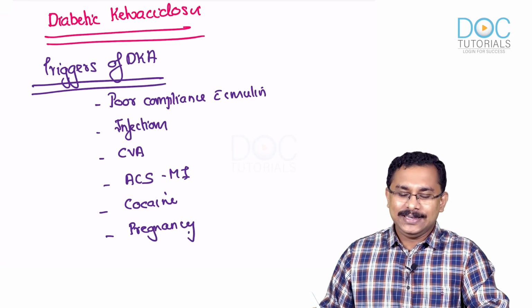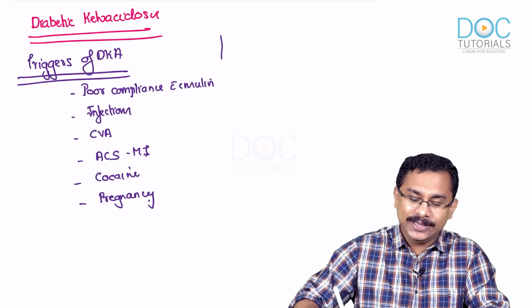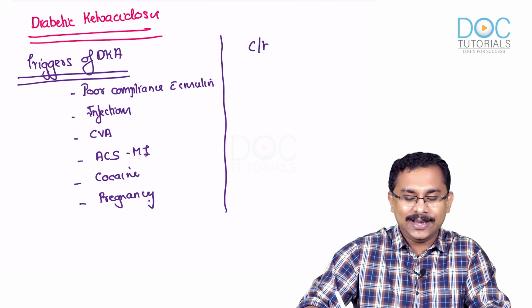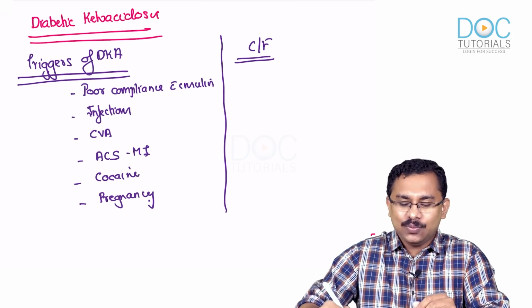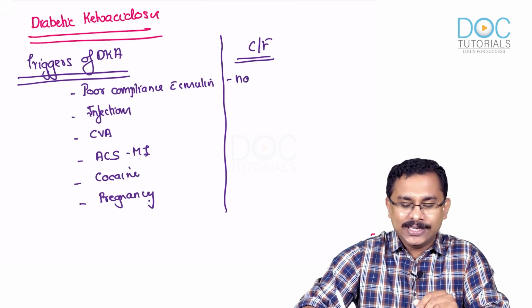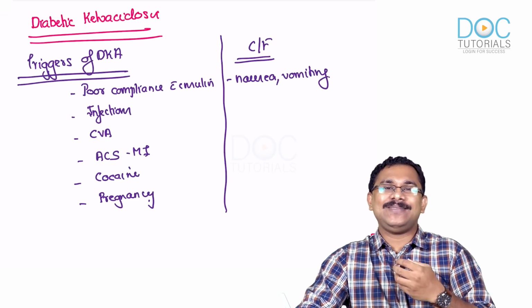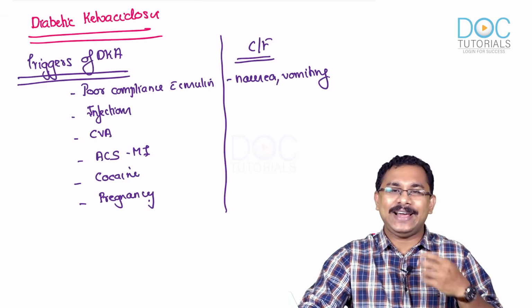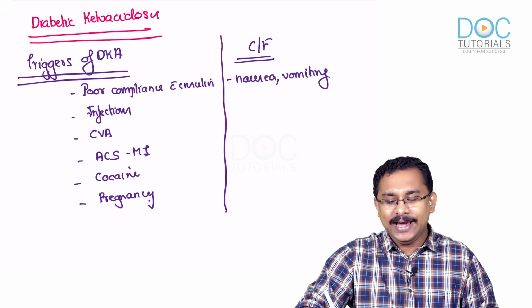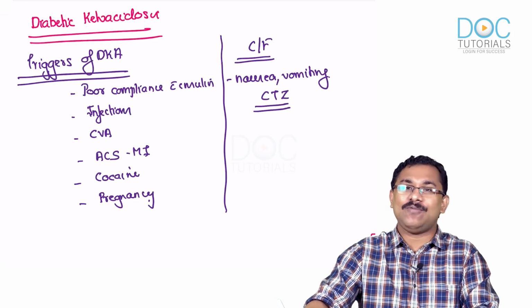All right. So how will individuals present clinically? We discussed the triggers. So how will they present? One feature is you will get nausea as well as vomiting. All these ketone bodies would trigger the chemoreceptor trigger zone. They will activate the CTZ, and because it activates the chemoreceptor trigger zone, it can produce nausea and vomiting.